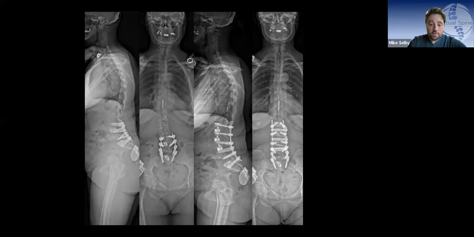So I think that's another case that just demonstrates the difficulty with diagnosis and management of these pseudarthrosis cases, where the findings can be very subtle. And to me, it would have been a mistake there to just address the adjacent segment disease and to not also address the non-union at L3-4.